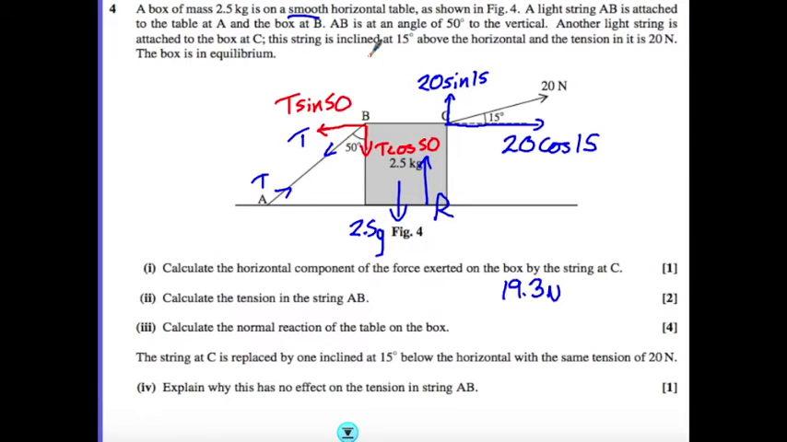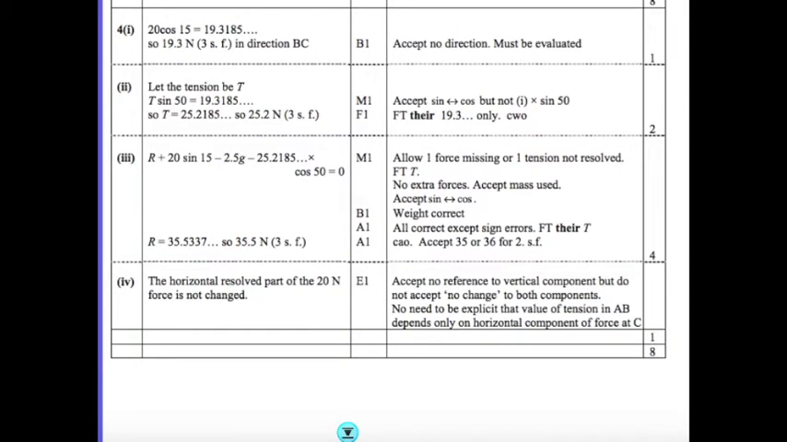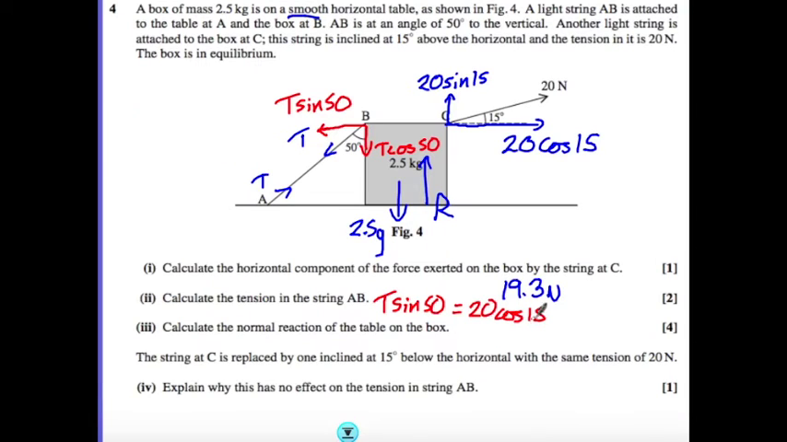So now, because we resolved everything, we can see horizontally that T sine 50 will equal 20 cos 15. So to solve, we just need to do 20 cos 15 divided by sine 50. I'm just going to cheat because I've left my calculator at school. And that will give us 25.2 newtons.